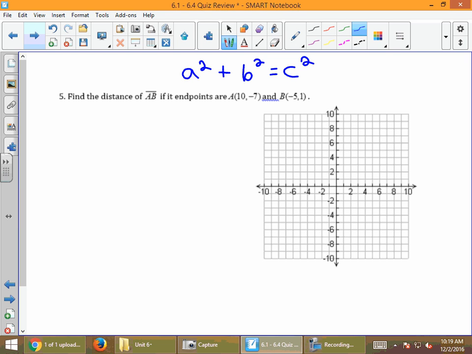Now that we know that's the formula, let's go ahead and plot our points and try to make that right triangle. I'm going to go through (10, -7), right there. Next one is (-5, 1), right there. And I'm going to connect those dots. That's the segment I'm trying to figure out the length of.